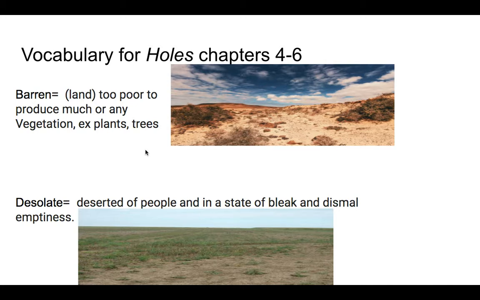Desolate. It's deserted of people and in a state of bleak and dismal emptiness. It's a very depressing area. So this is the land where Camp Green Lake is. I believe they state it's like 100 miles either way, north, south, east, or west to any town. So it's very much deserted of people. Desolate is a word that you're going to have to know.